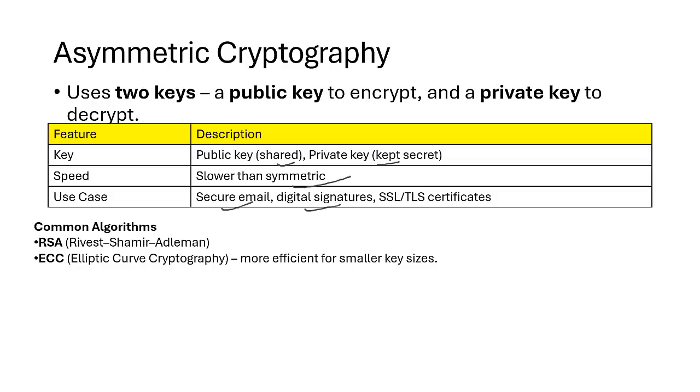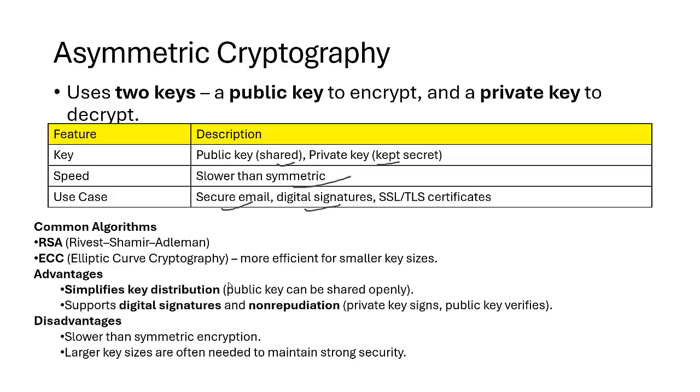One thing to remember: the primary advantage of symmetric is that it is faster, and the primary advantage of asymmetric is key exchange. The advantages are that it simplifies key distribution and supports signatures and non-repudiation. The disadvantages are that it is slower than symmetric and often needs a larger key size to maintain strong security. Understood? So that's something we need to understand.